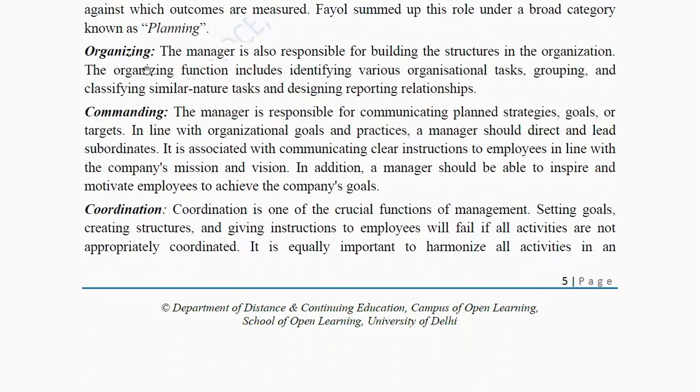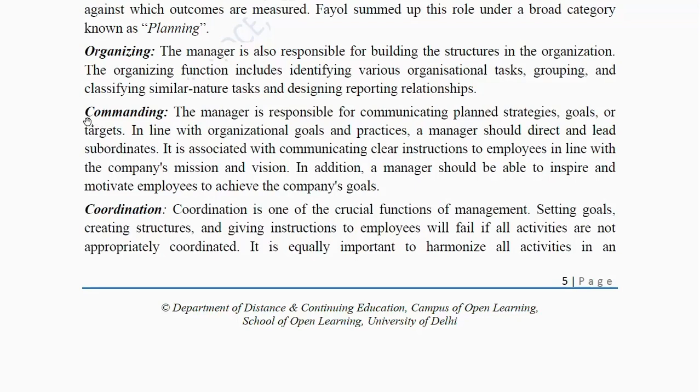Number 2, organizing. The manager is also responsible for building the structure in the organization. The organizing function includes identifying various organizational tasks, grouping and classifying similar nature tasks, and designing reporting relationships.